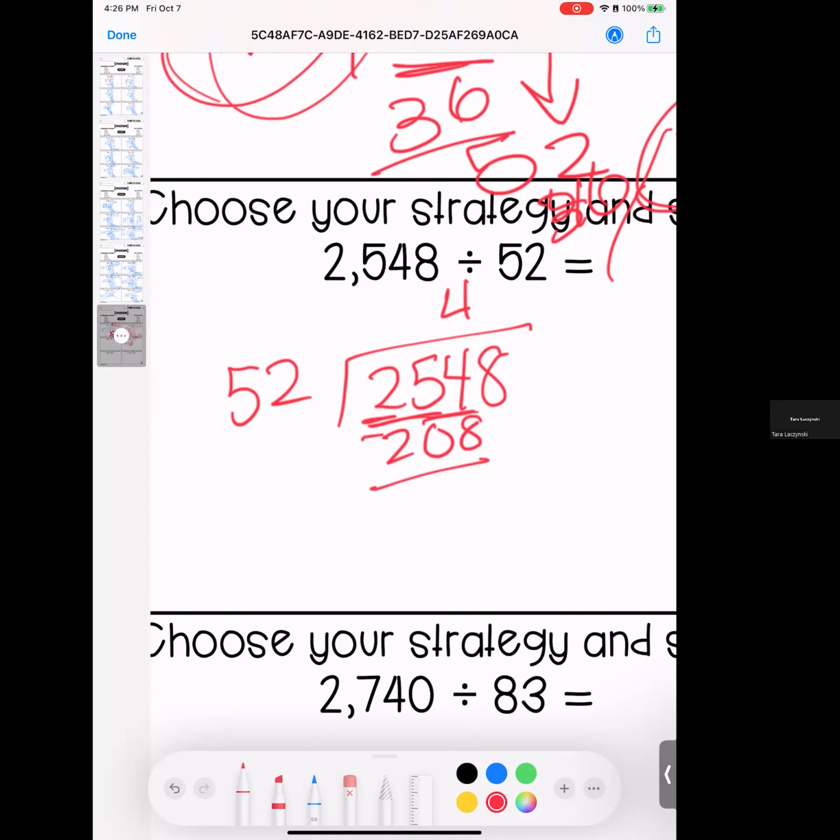When I subtract 208, I'm left with 46. It's a big number, but it's smaller than what I'm dividing by. I bring down my 8. I can get in another 9 times because 9 times 52 is 468 on the nose. Use guess and check to get you there. This has no remainder. My answer is 49.